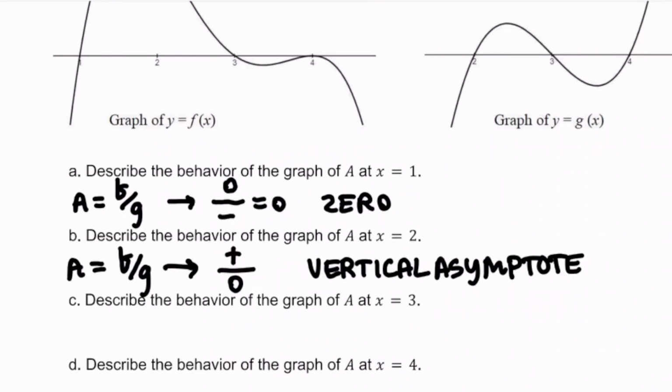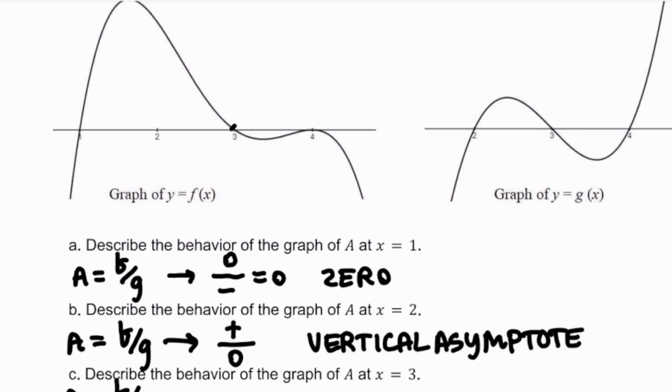Right, describe the behavior of the graph of a at x equals 3. A is still f divided by g. At x equals 3, f is equal to 0, and g is equal to 0. And both of these things are on the x-axis. Moreover, they're both single roots. And that's going to be important, right? Because we know that the multiplicities are equal.